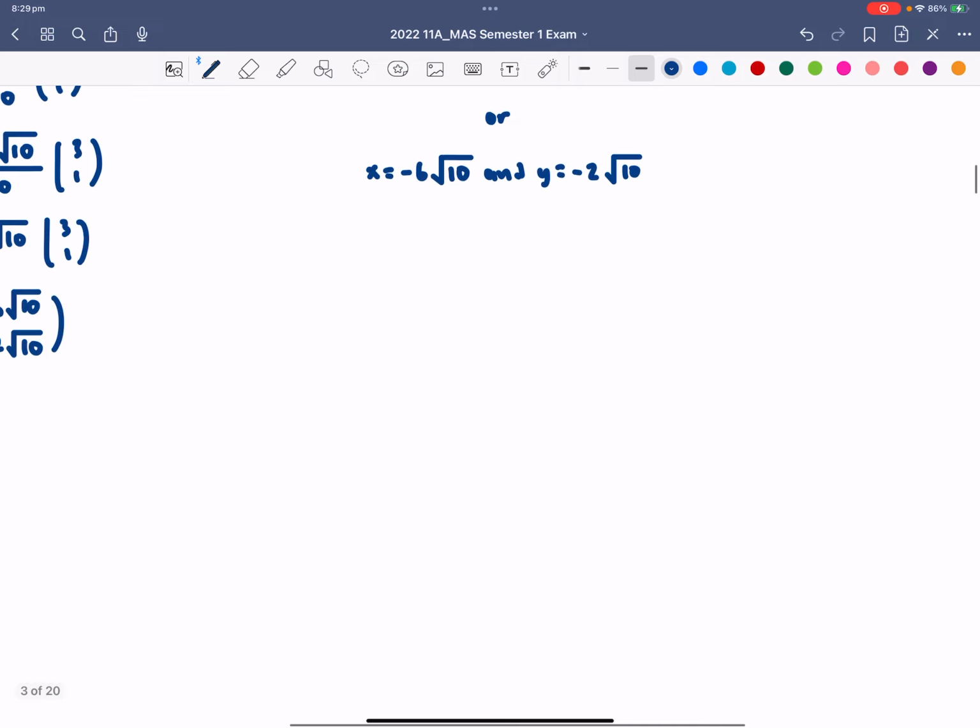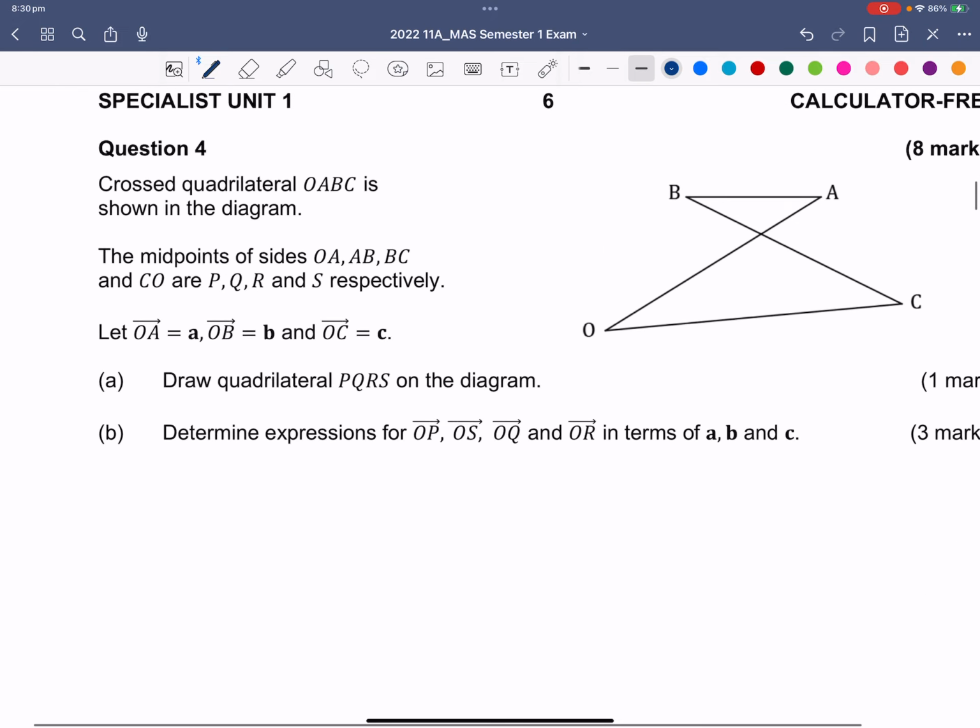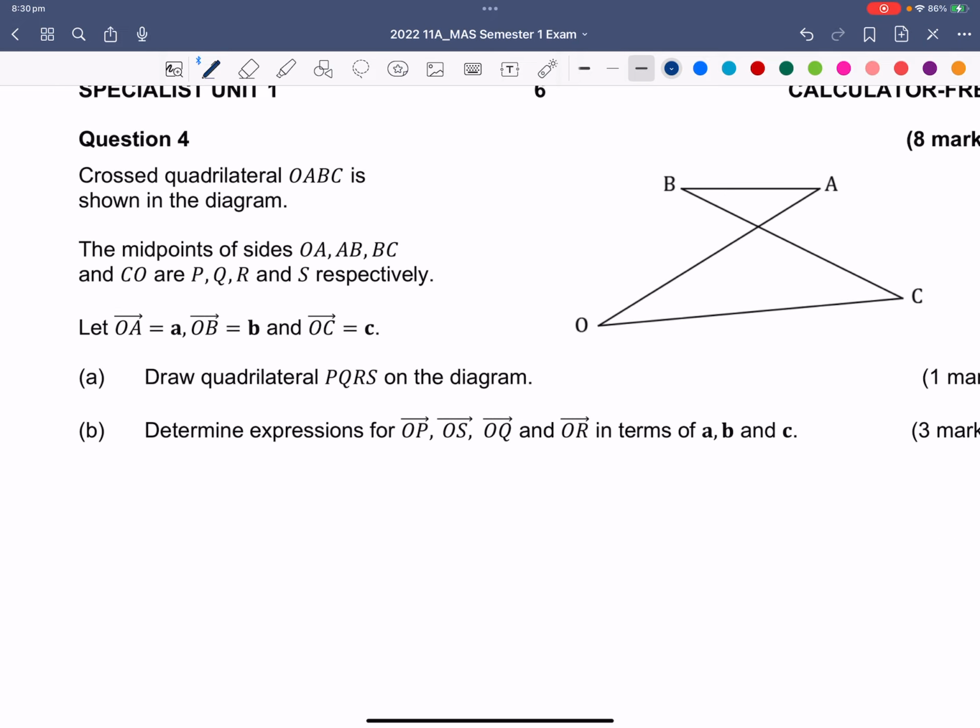Next one. Crossed quadrilateral OABC is shown in the diagram. The midpoints are as shown. Midpoints of sides OA, AB, BC, and CO are P, Q, R, and S. Okay, so the midpoint of OA is P, so I'll put P somewhere randomly here. Midpoint of AB is Q, so I'll put that somewhere here. Midpoint of BC is R, so somewhere here-ish. And midpoint of CO is S, so that would be somewhere here-ish.